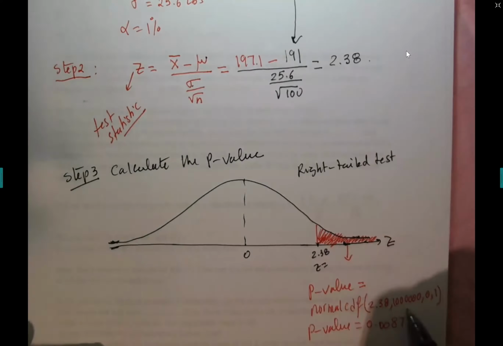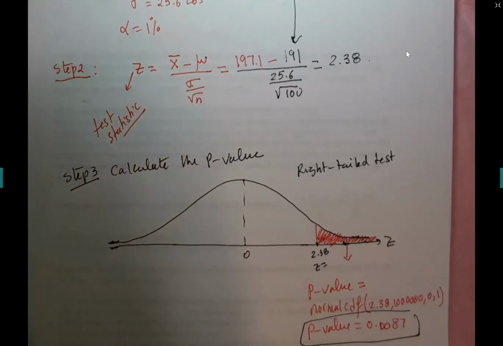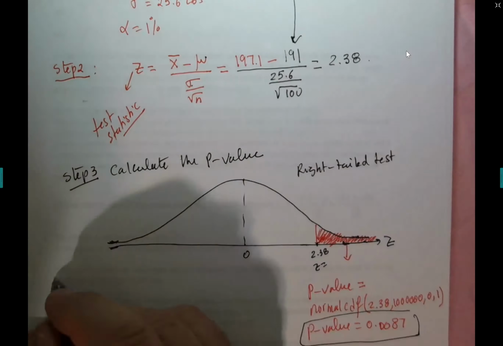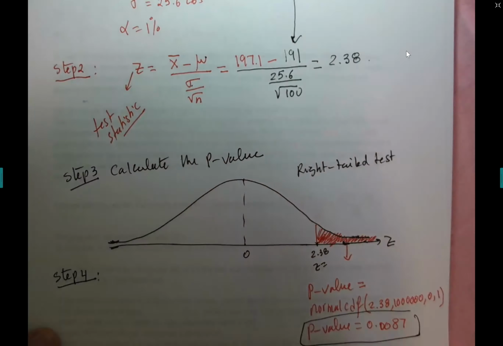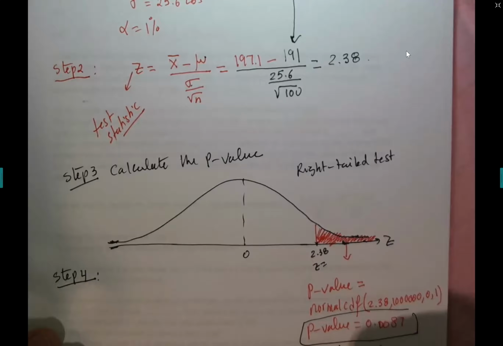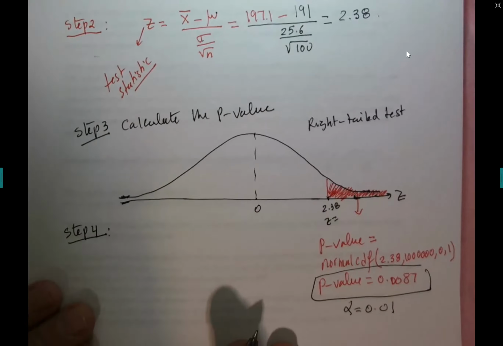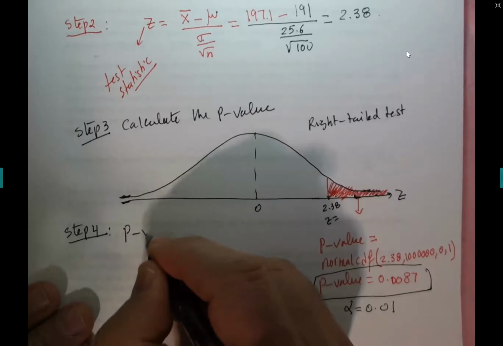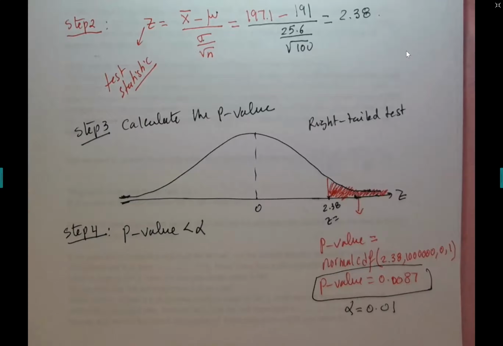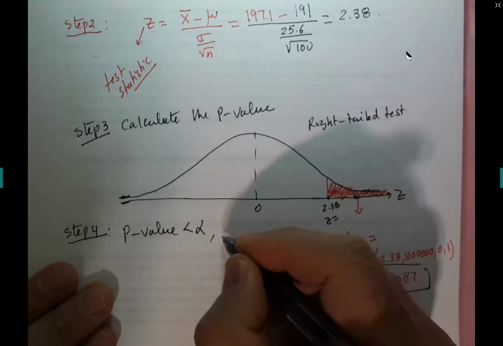That's step number 3. Step number 4 and 5 are no-brainer. You're gonna see once you get step number 3, you're almost done. Step 4. Do I reject the null hypothesis or fail to reject the null hypothesis? Remember, alpha is 0.01. It's given to you. Well, do you guys agree with me that this p-value is less than alpha? Do you guys agree that 0.0087 is less than 0.01? Yes. So then reject the null hypothesis.